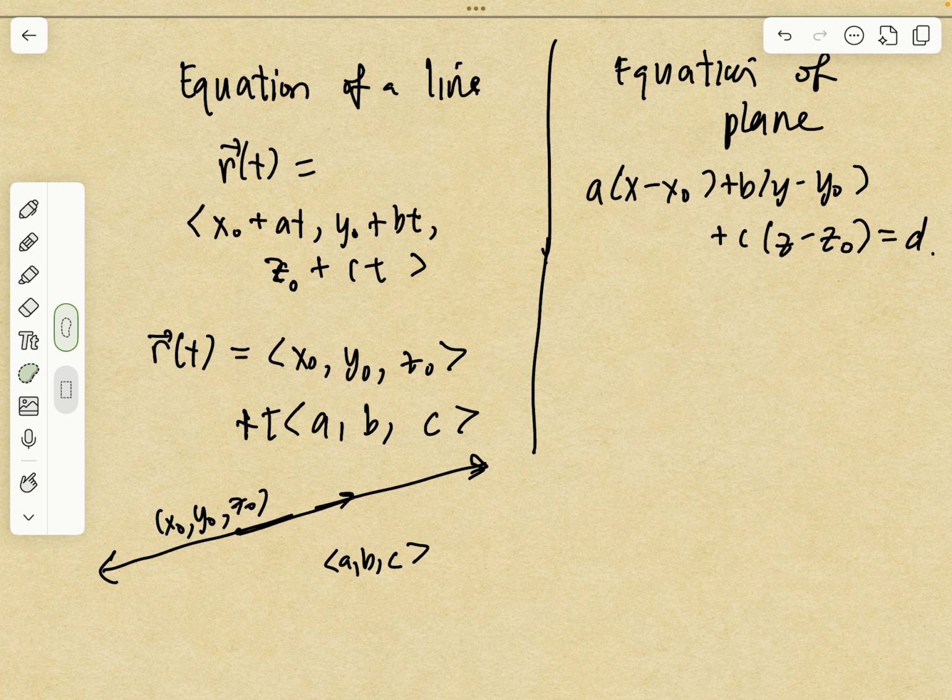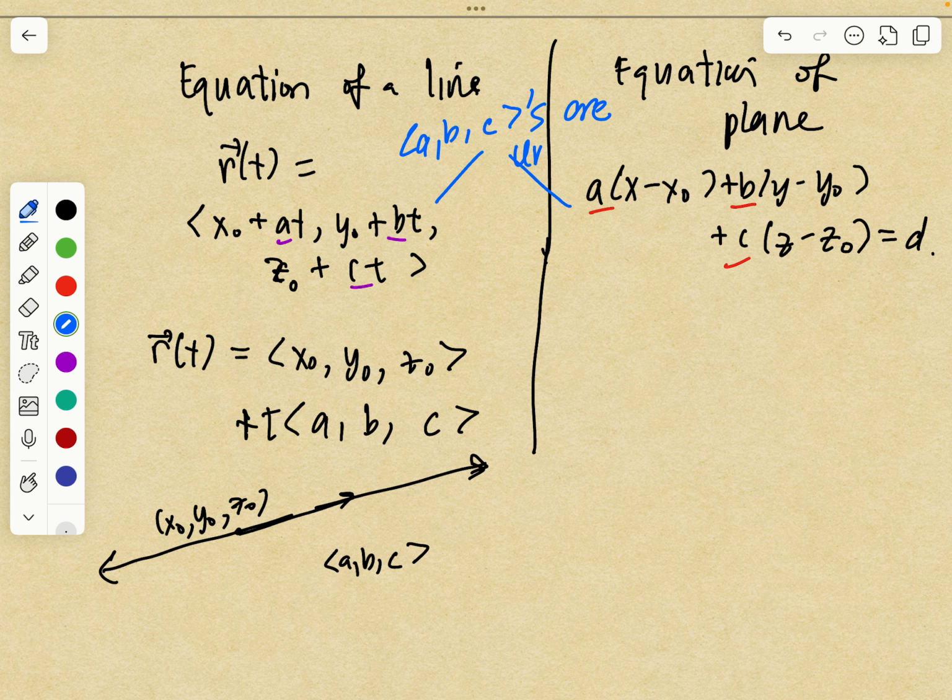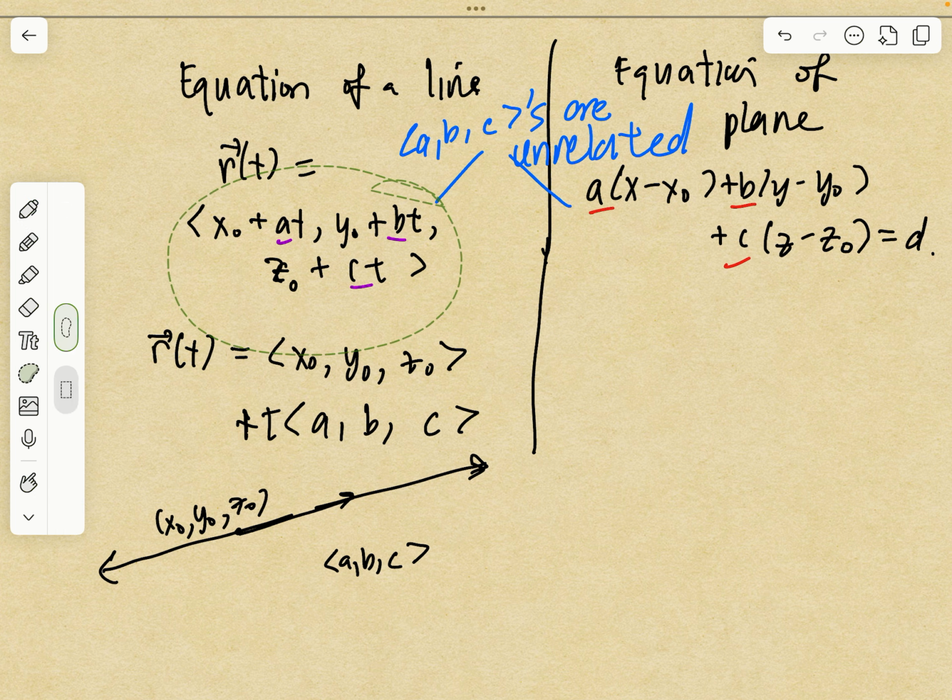When I have something like this, it's completely different. It's not a parametric equation. And this A, B, C is really not the same as the other A, B, C. These are unrelated. They have nothing to do with each other. So don't just look at the letters and say, well, these letters are the same as these letters, so they're the same. They're completely different things.